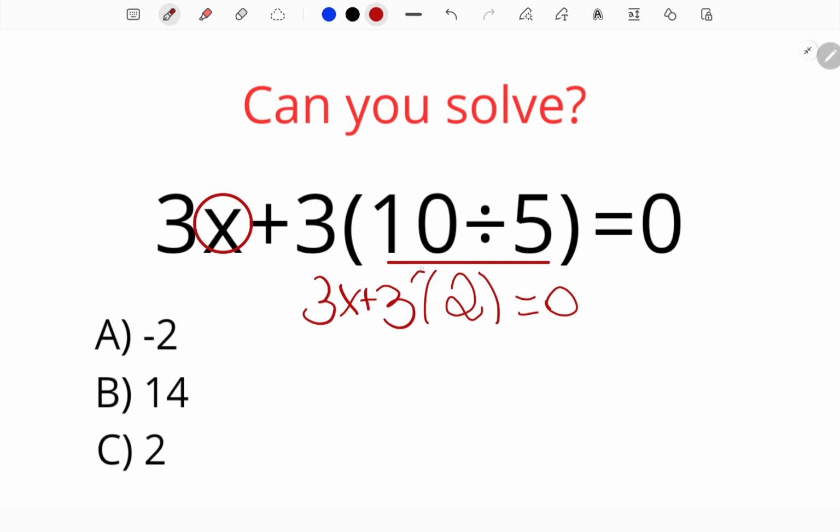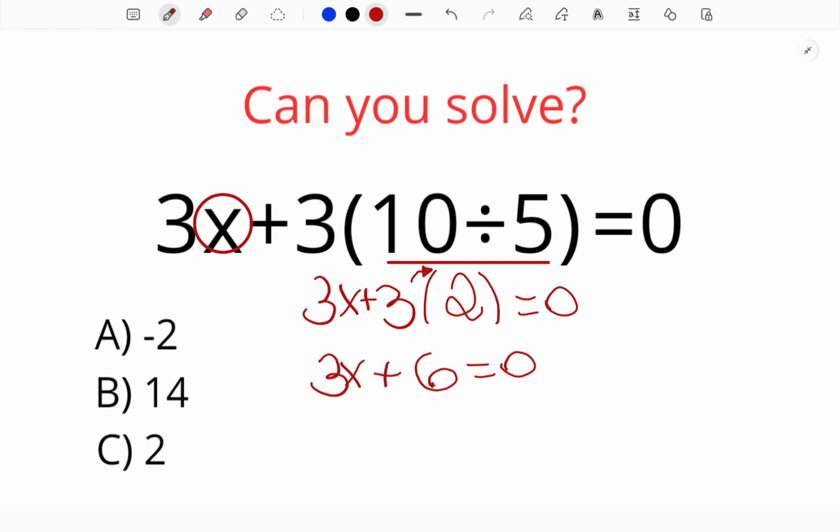3 times 2. Multiplication is another fundamental operation, and in this case, we are multiplying the number 3 by the number 2. The result of this multiplication is 6. So, the equation now is 3x plus 6 equals 0. Up to this point, we have reorganized the equation in a way that makes it simpler to solve.